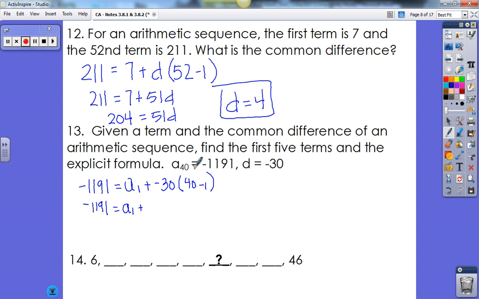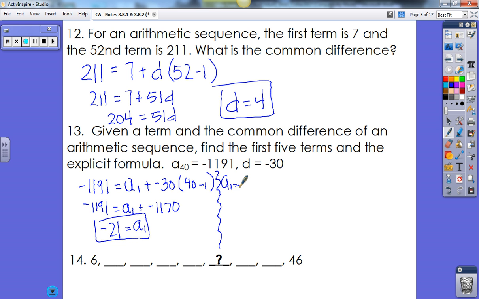So that's going to give me negative 1170. If I add 1170 to both sides, that gives me negative 21 for my first term. So my first term in my sequence is negative 21. And now I can find the first 5 terms because I know the common difference and the first term. And then I can also write the explicit formula.